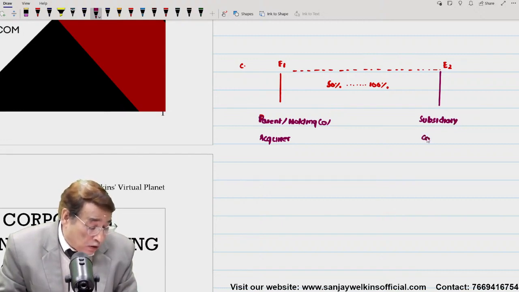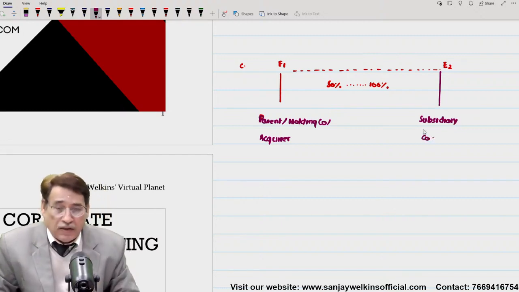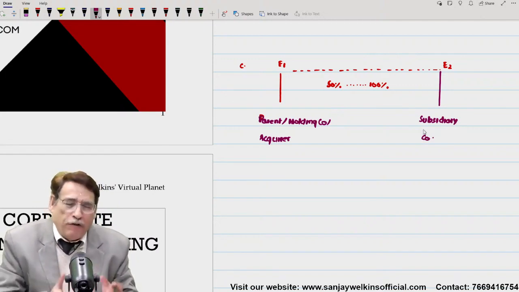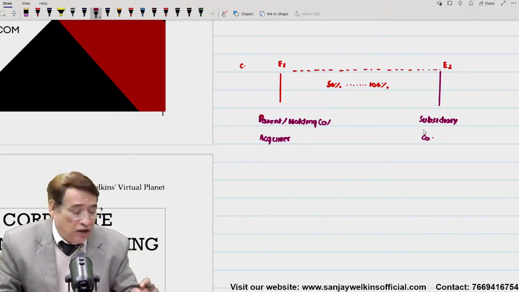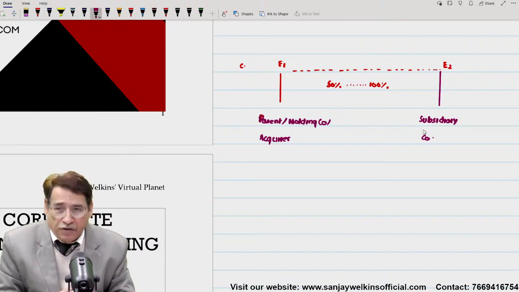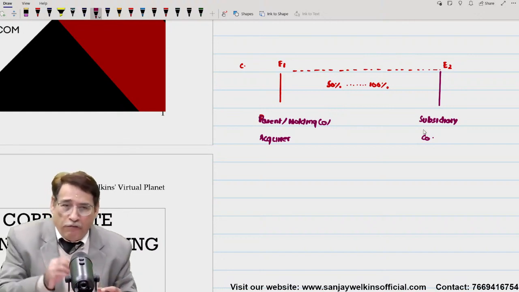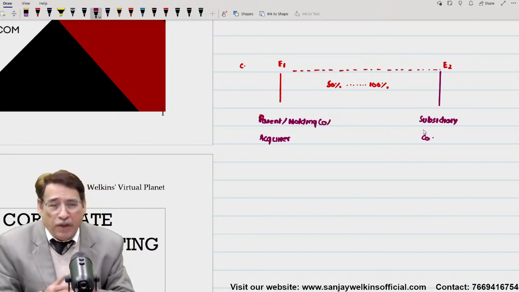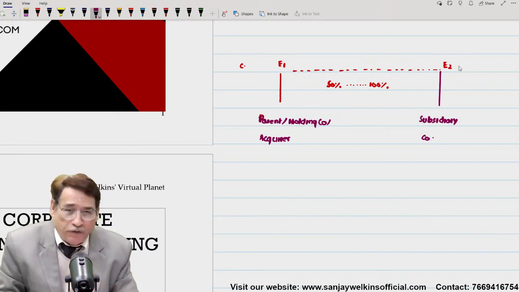Now, it is also important for you to understand that whenever we acquire 50% or more in the other entity, it means we have acquired the control of the other entity. Whenever our investment is 50% or more in the other entity, it means we have acquired the control of the other entity.